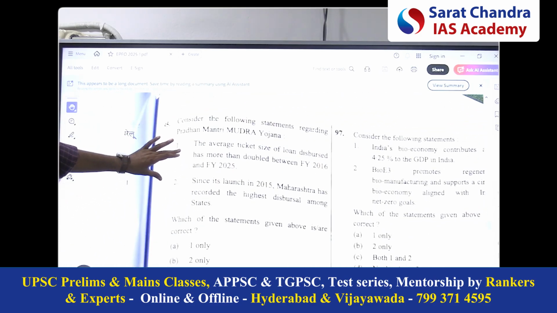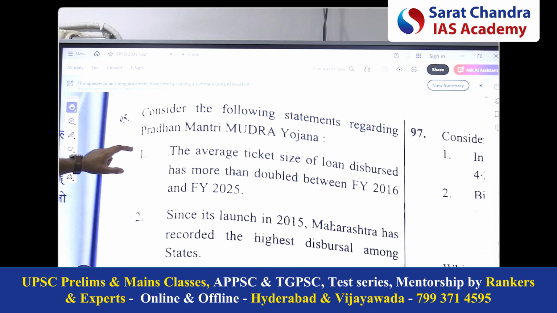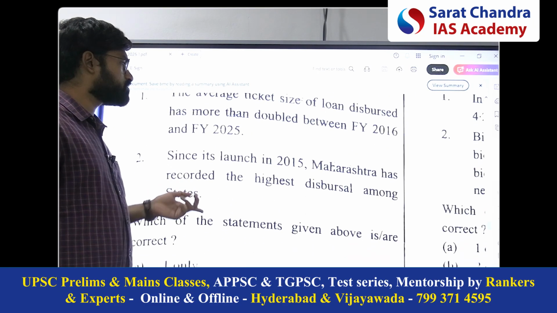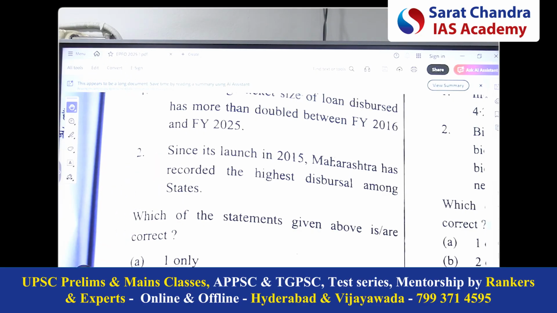This question, Pradhan Mantri Mudra Yojana. See, the question is not on Mudra Yojana itself. It is how the loans have been disbursed in the last 10 years, because Mudra Yojana was launched in 2015. This is 2025, so 10 years covered. They have asked about loans disbursed in the last 10 years. They have said more than doubled. Actually, it is more than tripled. And since its launch, Maharashtra has recorded the highest disbursals among the states. Tamil Nadu is the highest option, not Maharashtra. So it is more of a factual question.